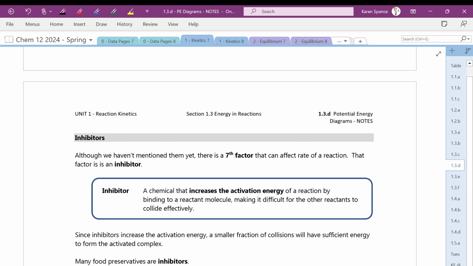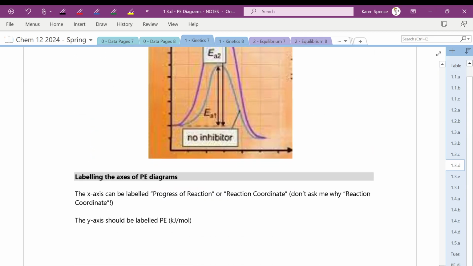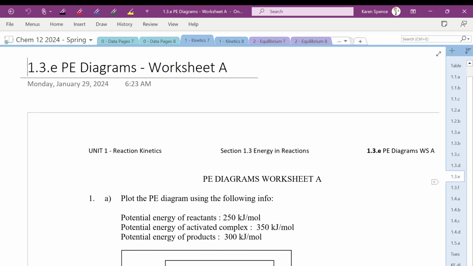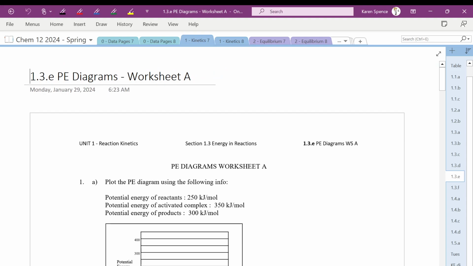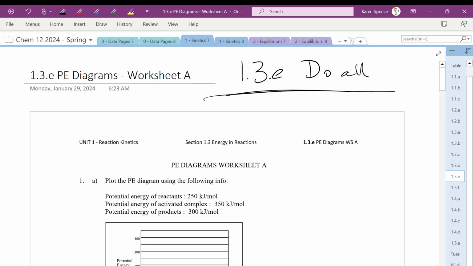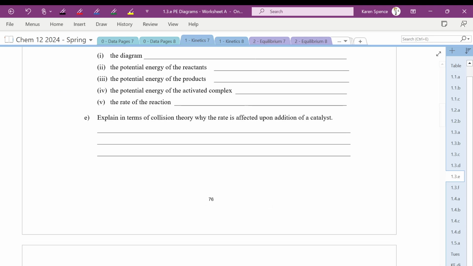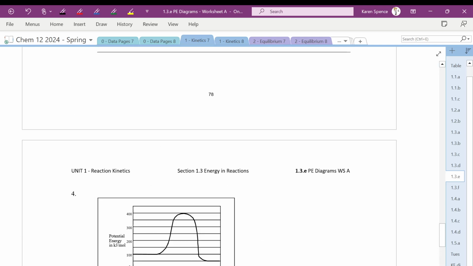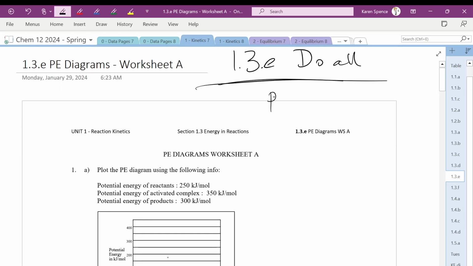Ooh, an inhibitor, but we don't have time for inhibitors. So if there's anything about inhibitors in the worksheet, you're going to do all of 1.3e. 1.3e, do all. Okay, so that is pages 76 to 79. And next day we start reaction mechanisms.